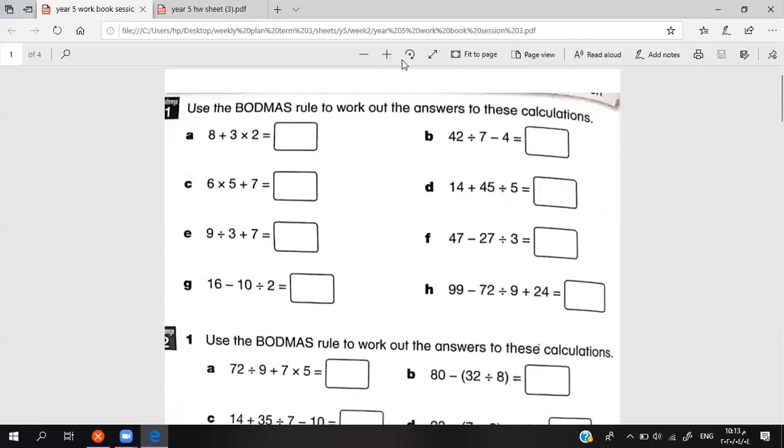What is this BODMAS rule? Let me write it for you. B is for brackets. Okay? B.